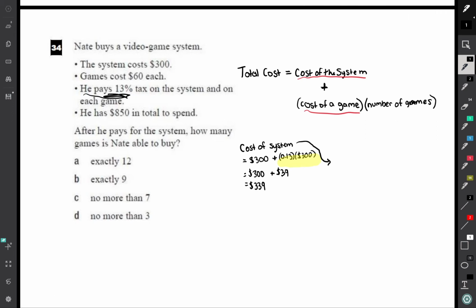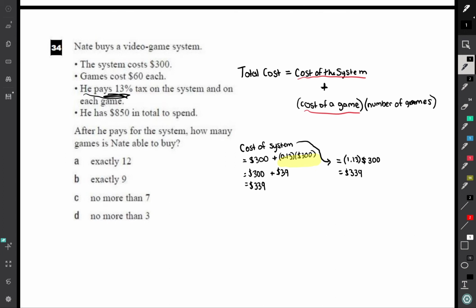Okay. Another way I could have calculated the cost of the system, and I like to do it this way, is to multiply. If we know that the cost of the system is $300, then instead of doing 300 plus 0.13 times 300, I can get the same answer if I just multiply 300 by 1.13. You can test this. By doing that, I get $339 right away. So this is a faster way to get the after-tax amount.